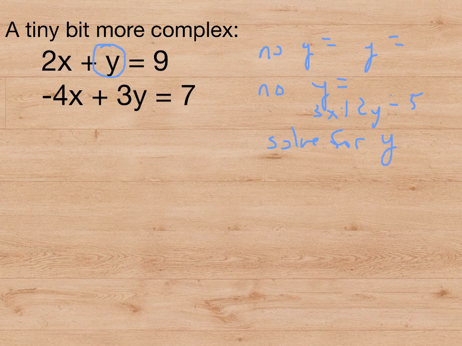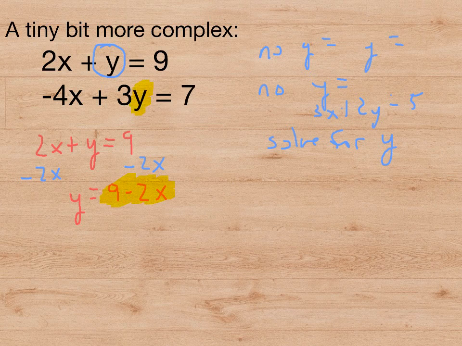So I'm going to go ahead and take 2x plus y equals 9. I'm going to subtract the x term to the other side. So y will equal 9 minus 2x. Now I have a piece that can get put right there.